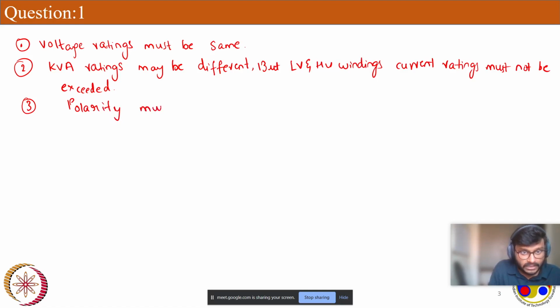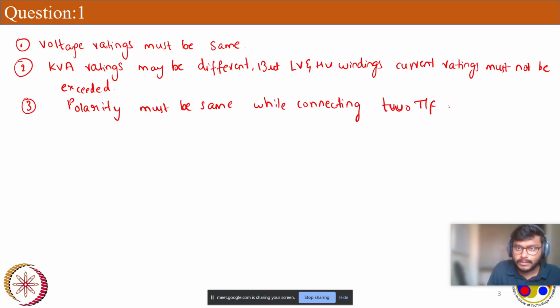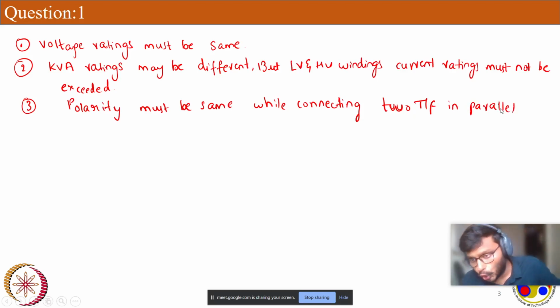Polarity must be same while connecting two transformers in parallel. Now this is not only an important condition, but if we don't follow this condition, it will actually damage it. There is a chance that we are damaging a transformer, and there might be a plausible situation for a short circuit.